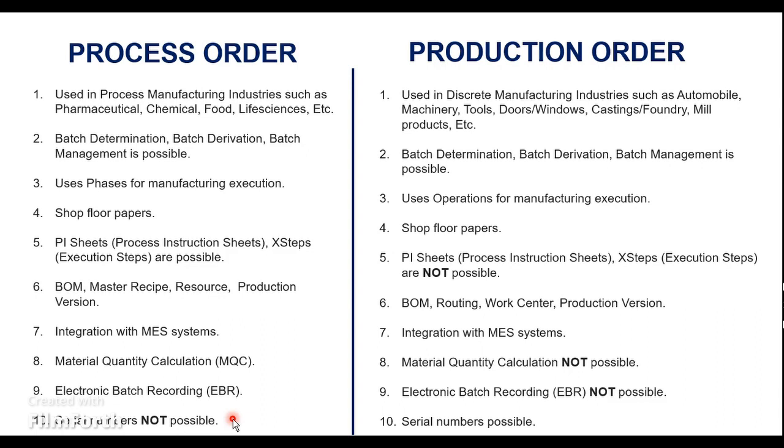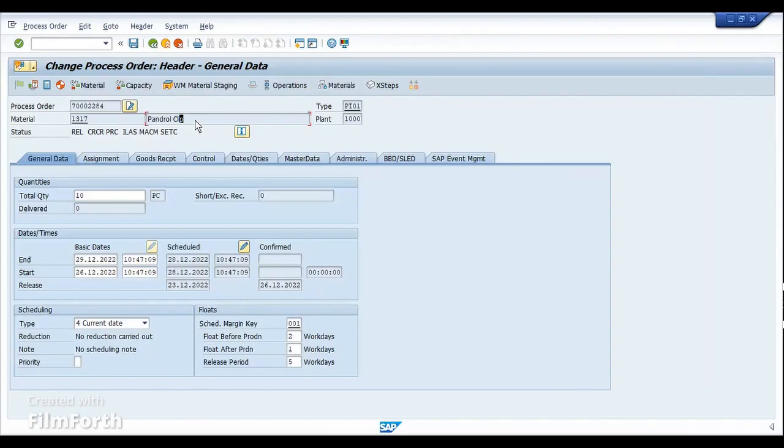So now let's get into SAP and see the differences between a process order and a production order. Okay, so here we are in SAP, and this is the change mode of a process order. In the process order, as you can see, we do have the icon for the control recipes. This icon is not observed in the production order, and we need this control recipe to create a PI sheet or an X-step PI sheet.